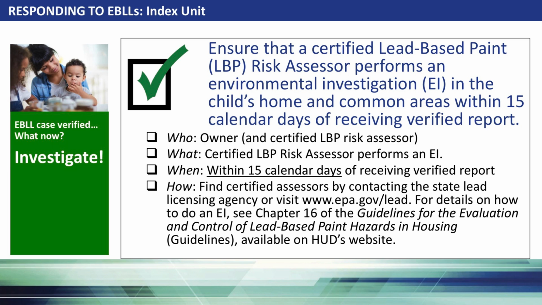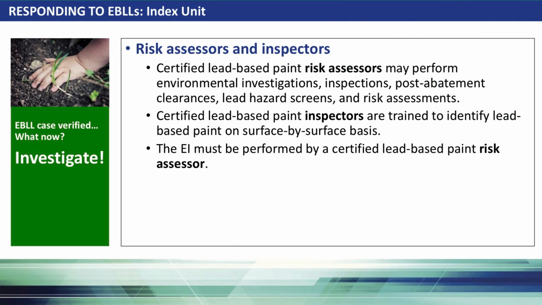The EI must take place within 15 calendar days of the verified EBLL report. Owners can find certified assessors by contacting your state's lead licensing agency or through the EPA's website. As the PHA, you are responsible for ensuring that the EI is completed within 15 calendar days. You may wish to assist the owner in identifying the certified lead-based paint risk assessor to ensure that the owner complies with this requirement.